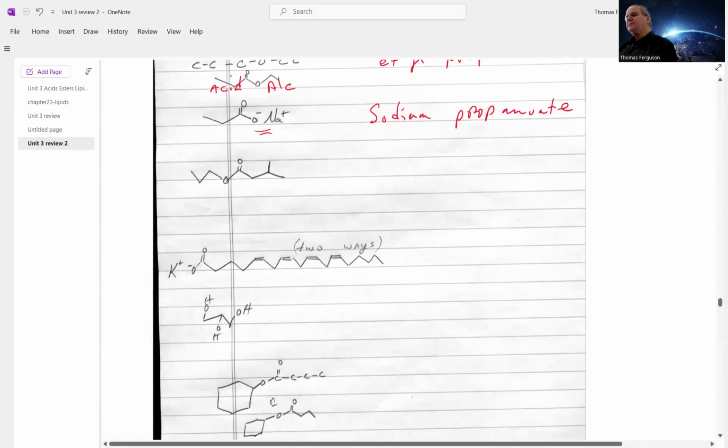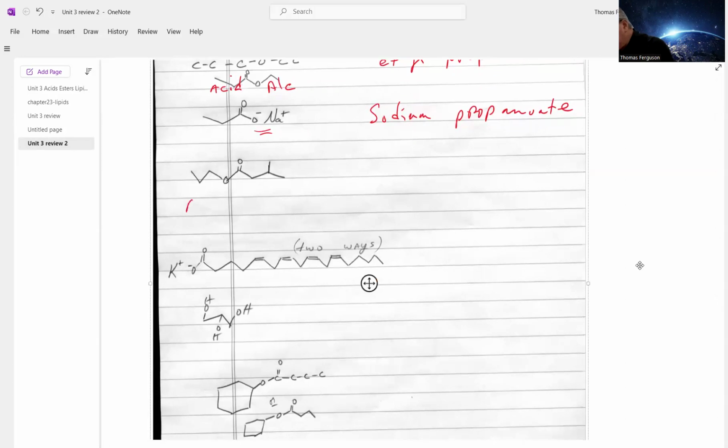Now here's an ester with the alcohol on the left, acid on the right. So this is a 1, 2, 3 carbon alcohol. So it's going to be propyl. 1, 2, 3. 3-methyl. 1, 2, 3, 4. Butanoate.